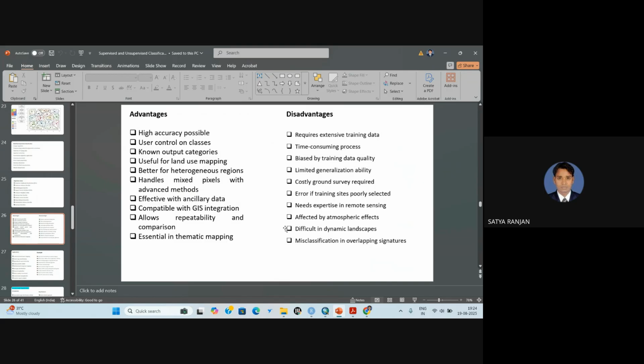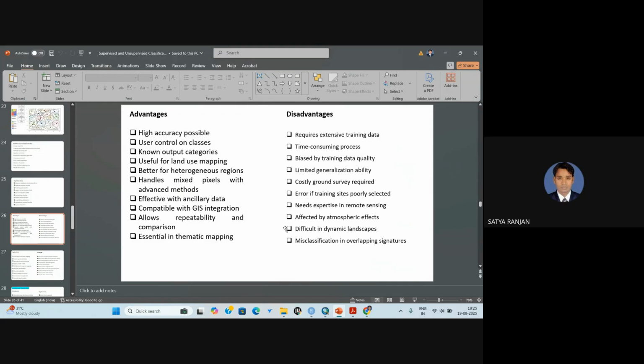And it handles mixed pixels with advanced methods, it is effective with ancillary data like previous data, compatible with GIS integration, and it allows repeatability and comparison. Suppose we have given 5 samples of a particular area and it gives some error or some mismatch with these features, then we create 10 or 11 samples of different features, then the accuracy level is higher.